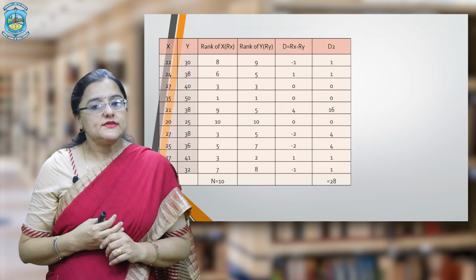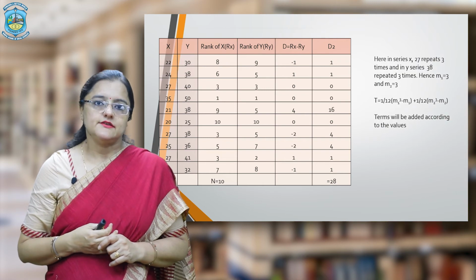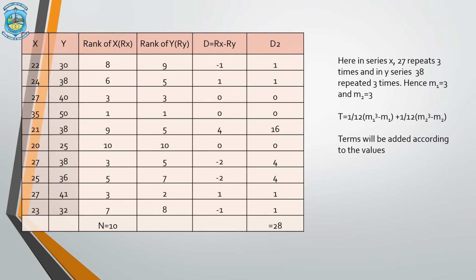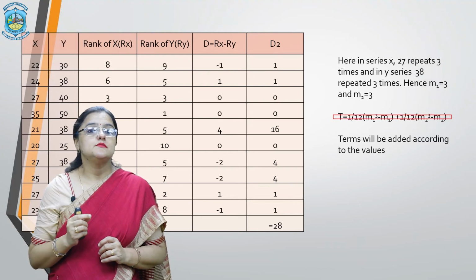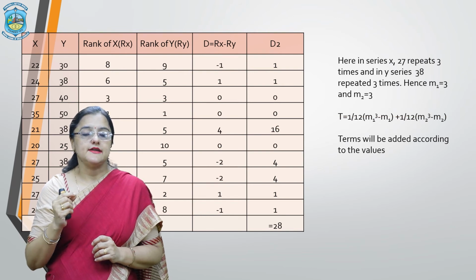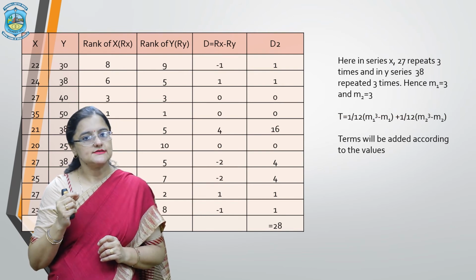Now what we are going to do with the repetition? Here it is in front of you. We have denoted the repetitions by T. T is the number of times the values are repeating in both the series, that is x and y. T is calculated as 1 by 12 bracket m cube minus m. Now this m is nothing but the number of times a particular variable is repeating in a particular series.